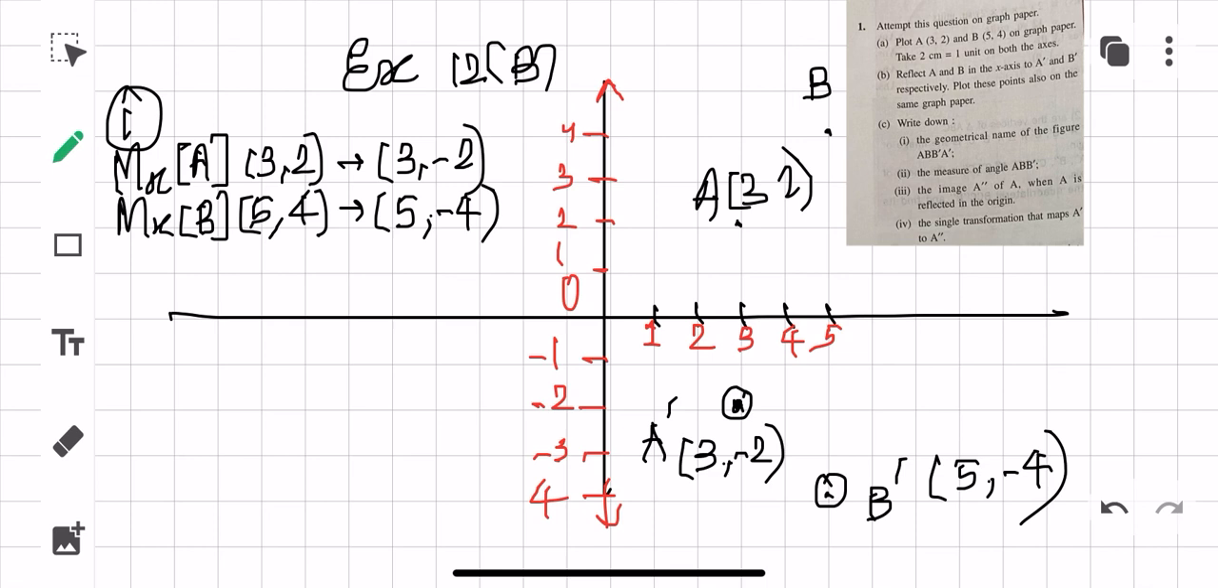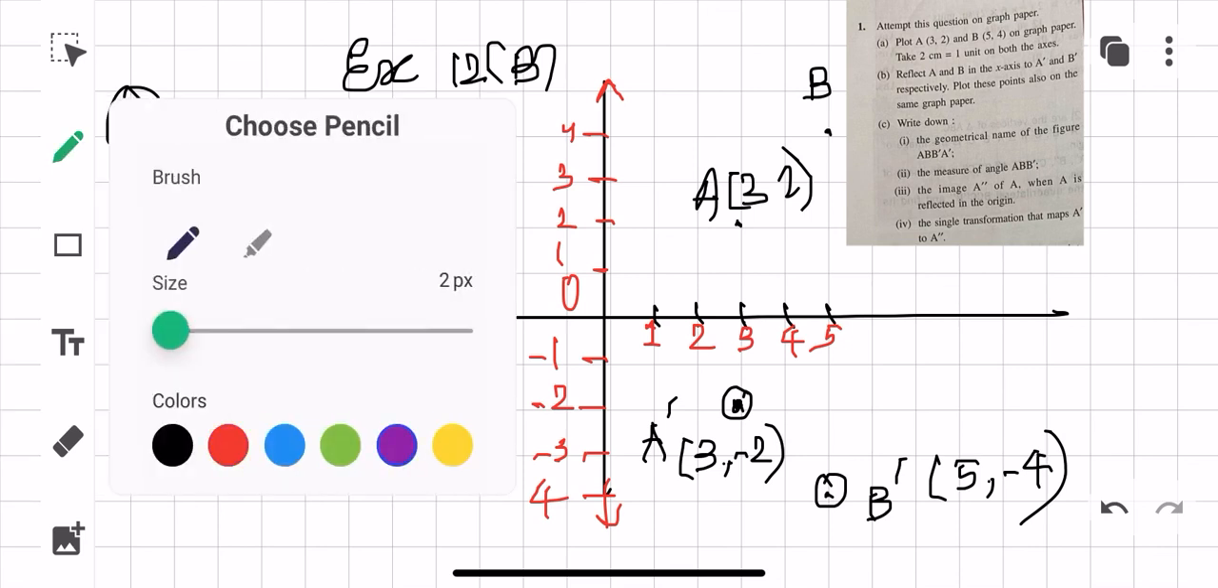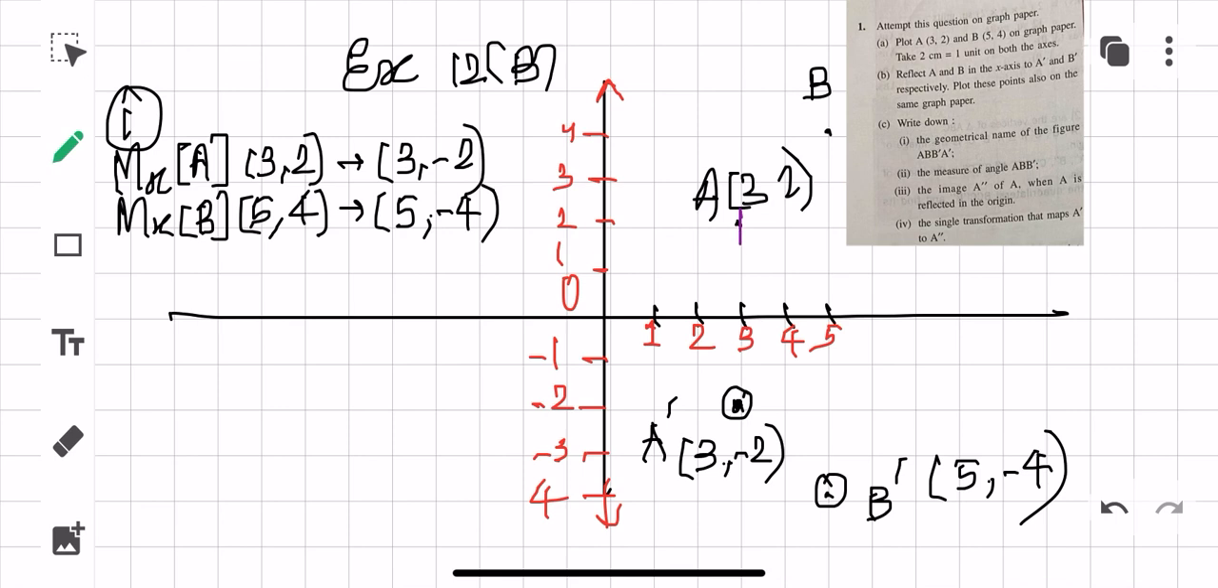They are asking to reflect A and B and plot these points on the same graph, and then the third question says write down the geometrical name of the figure A, B, B dash, A dash. For that we need to join these points. If we join them, we get a figure like this, along a straight line. So clearly, children, this looks like a trapezium, but if you look at it, it is more of an isosceles trapezium.